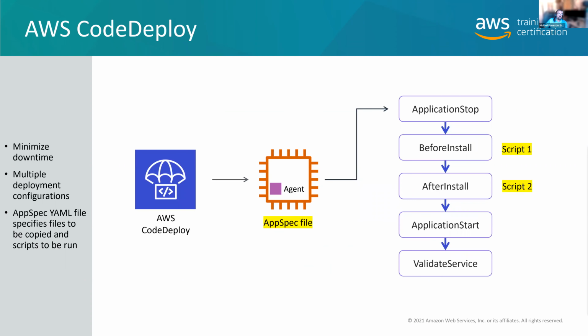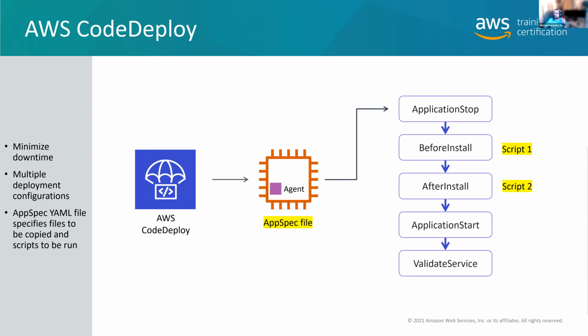Now, CodeDeploy in particular has what's called an AppSpec file, and it has all these different stages. You're going to have to memorize at least the existence of these stages. Note that it says stop the application, right before you do an install, after you do an install, right before you start the application, which is the new application that you just installed, correct? And then once everything's done, how do you validate the service? So these are just stages where you can insert scripts in your process.